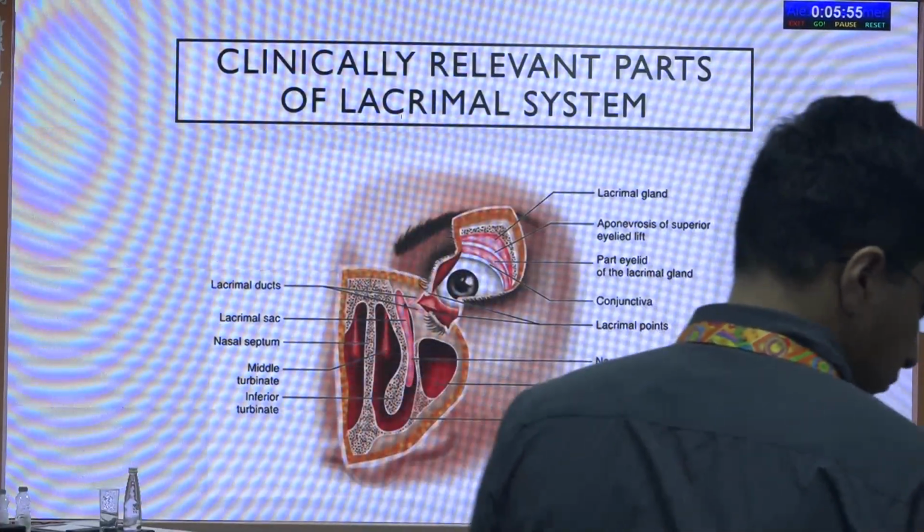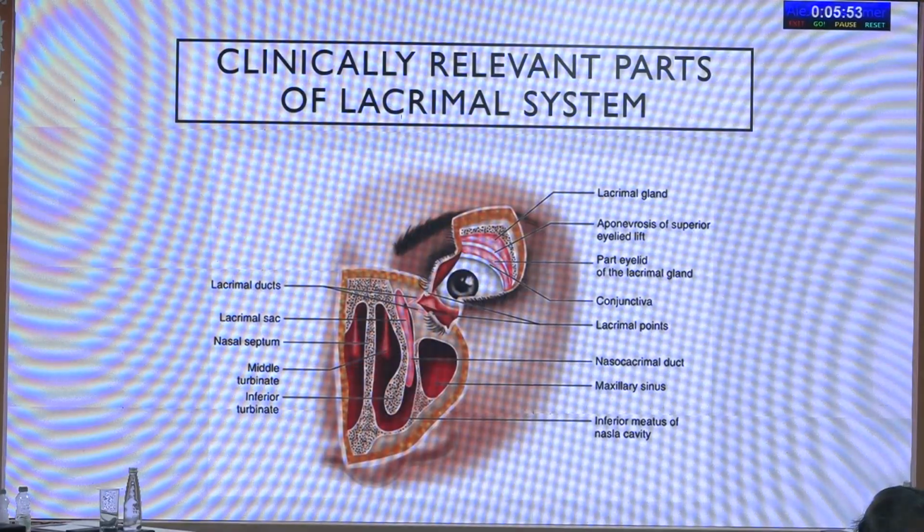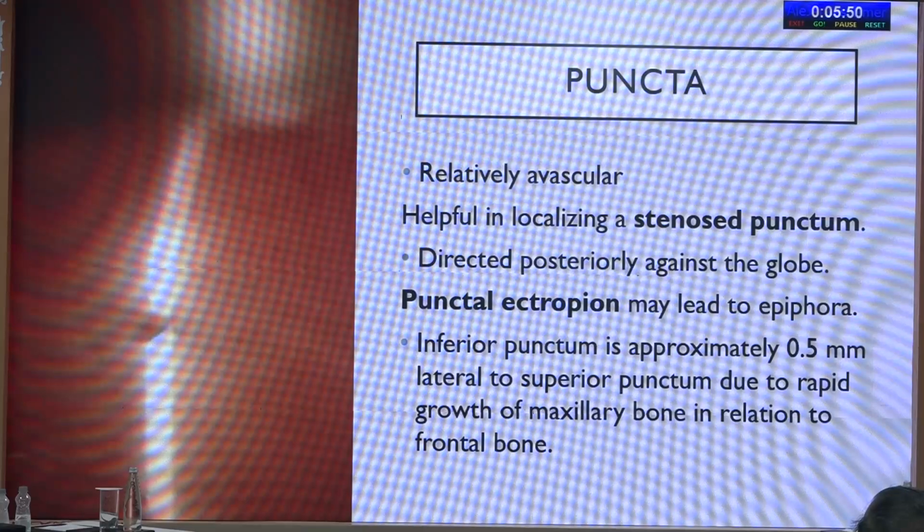Now, regarding the clinically relevant parts of the lacrimal system, the most important is your punctum. We have to remember this is an avascular structure, and it is this avascularity which actually helps us to identify a stenosed punctum. When you don't know where the punctum is, this avascularity will help you. Again, the inferior punctum is approximately 0.5 millimeter lateral to your superior punctum. This is due to the disproportion in the growth of the maxillary bone in relation to the frontal bone.